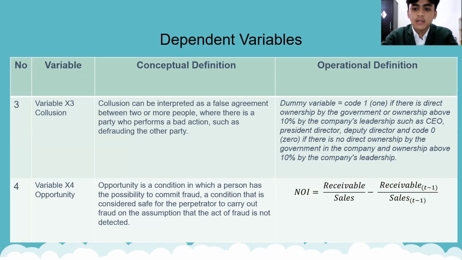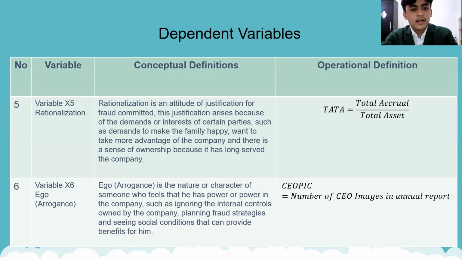I'm using dummy variable political connection, and X4 opportunity. I'm using nature of industry to calculate the opportunity level. X5 rationalization, I'm using total accrual to total asset. X6 ego, I'm using CEO pic, number of CEO images in annual report.